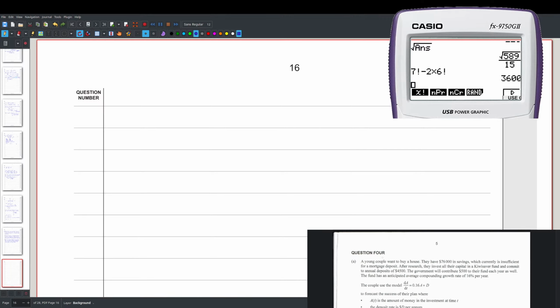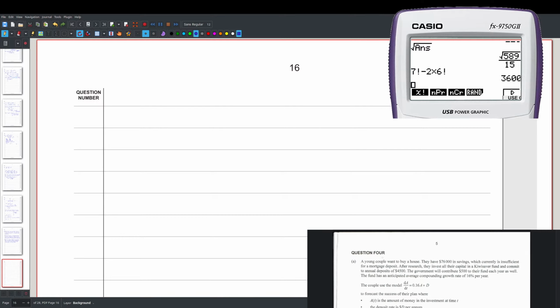Okay, young couple wants to buy a house. It's 76k in savings. It's currently insufficient for a mortgage deposit. After research, they invest all their capital in the Q-Saver fund and commit to annual deposits of 4,500. Government will contribute 500 to the fund each year as well. The fund has an anticipated average compound growth rate of 16% per year. What? This is dry.